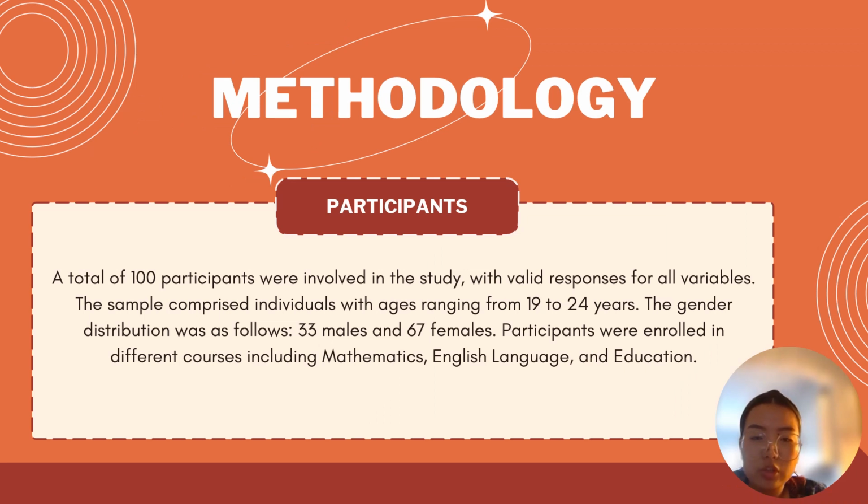For our methodology, participants: a total of 100 participants are involved in this study. The participants are aged between 19 and 24 years old. The gender distribution is 33 males and 67 females. All of the participants are enrolled in various courses, that is math, English, and education.